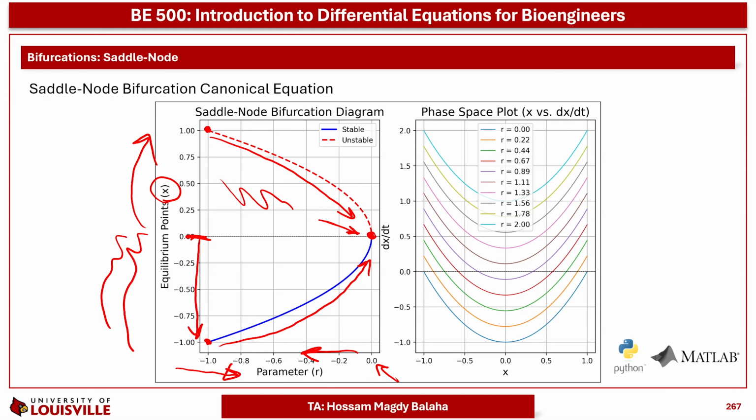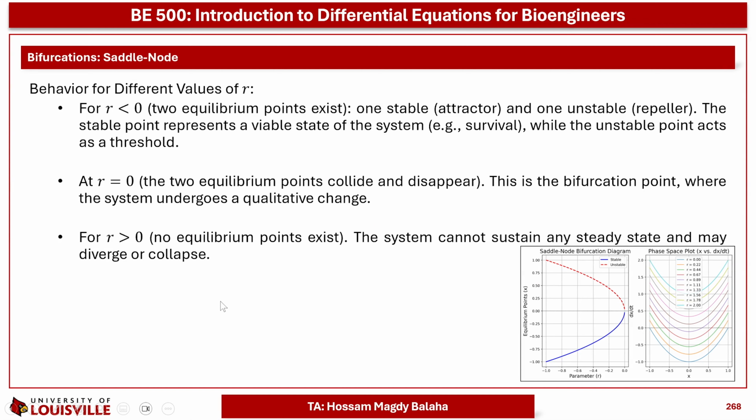So I know now what are the limits of the system. So again, the system behaves differently. For r below 0, which is before the collision point or the bifurcation point, there are two equilibrium points. One is stable and one is unstable. And at r equals 0, the two equilibrium points collide and disappear. Again, it's a bifurcation point. And here, the system undergoes a qualitative change. And for r above 0, no equilibrium point exists. And the system cannot sustain any steady state and may diverge or collapse.